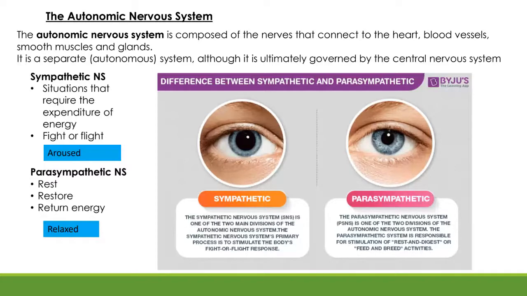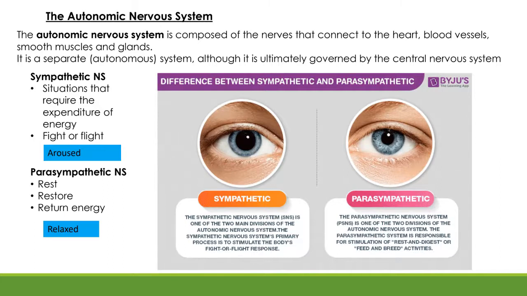The other half of our peripheral nervous system is the autonomic nervous system. Okay, so that's the bit that we said is responsible for keeping us alive, connecting organs. So the autonomic nervous system is composed of nerves that connect the heart, blood vessels, muscles, and glands, so all of the other things. It's a separate autonomous system, although ultimately governed by the central nervous system. So the autonomic nervous system also has two little divisions.